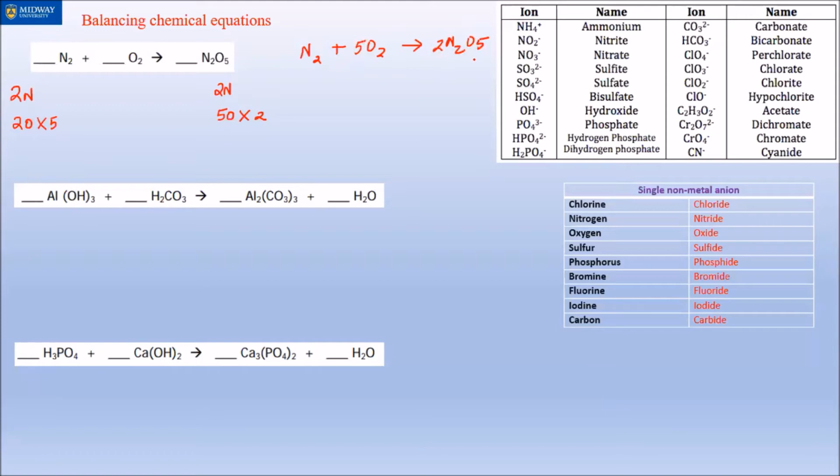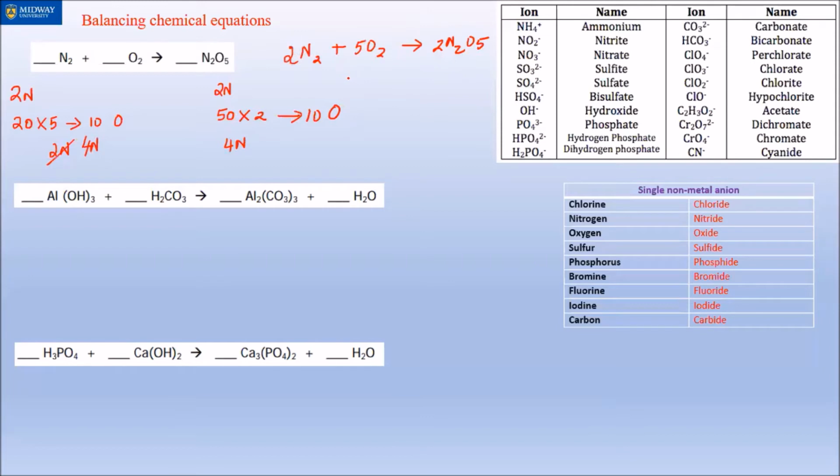Now, what have I done here? Right now I have 10 oxygens. After this, I have 10 oxygens on either side. But what I've also done is I have changed my nitrogen. On this side, I have 2. On this side, I have 4. Why? Because 2 times 2. So my oxygen is 10, 2 times 5 is 10, 5 times 2 is 10, but my nitrogen quantity is now 4 on this side, 2 on this side. How do I make a 2 into a 4? Well, I just put a 2 here. Now I have 4 nitrogens.